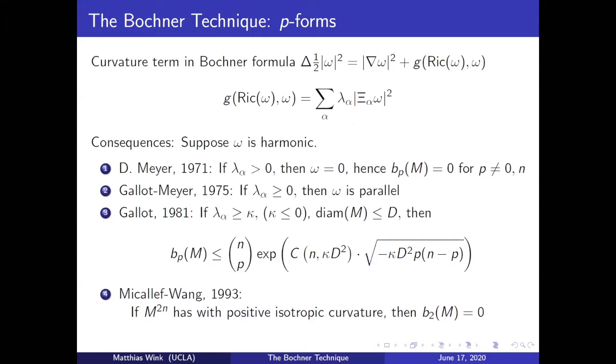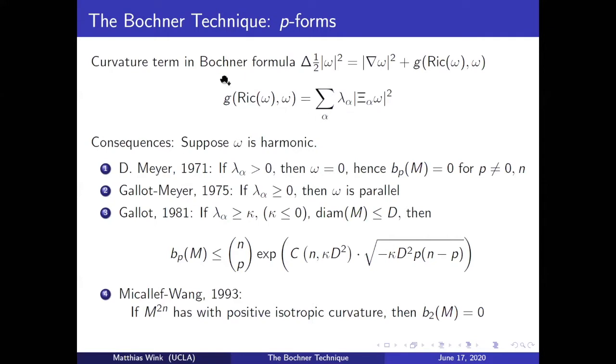Okay, great. So what do we have? I've written down the formulas again that we've seen on the previous slides. And our idea is we look at the curvature term and we want to see it's non-negative. Then the Laplacian is non-negative, and we see that omega is parallel.